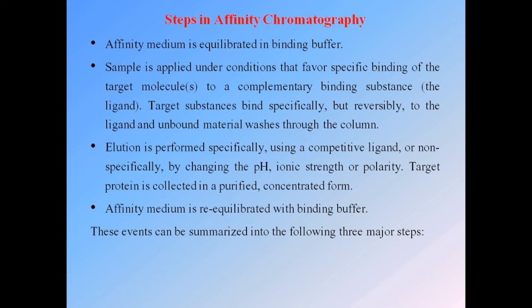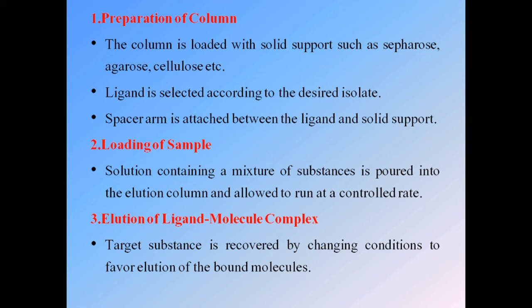This can be summarized into the following three major steps. First one, preparation of column. The column is loaded with solid support such as sepharose, agarose, cellulose, etc. Ligand is selected according to the desired isolate. Spacer arm is attached between the ligand and solid support.